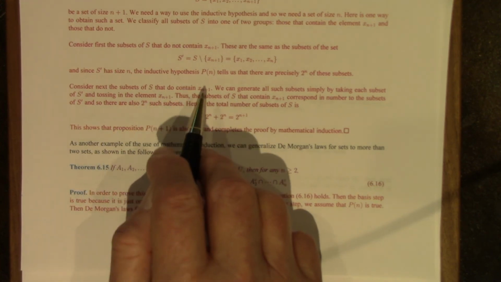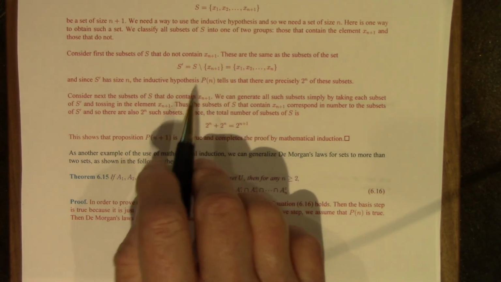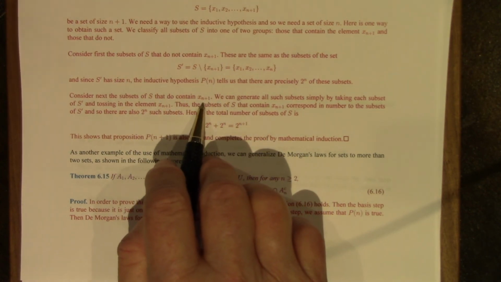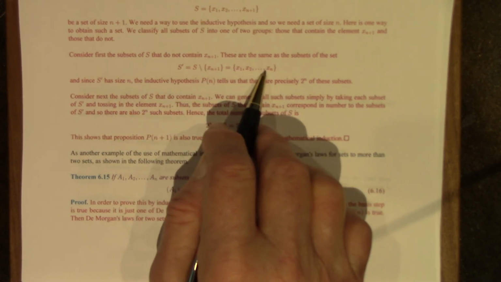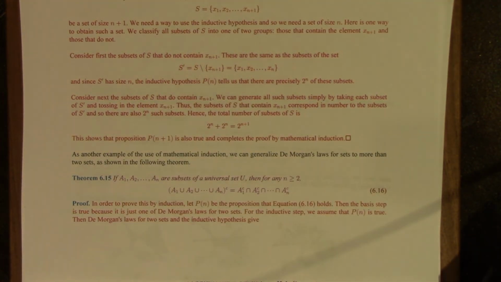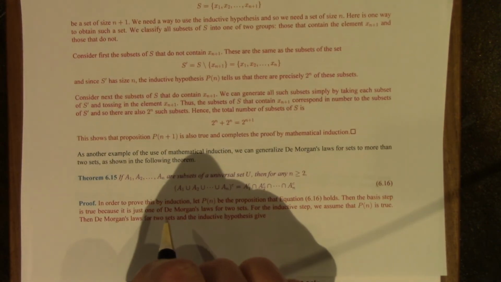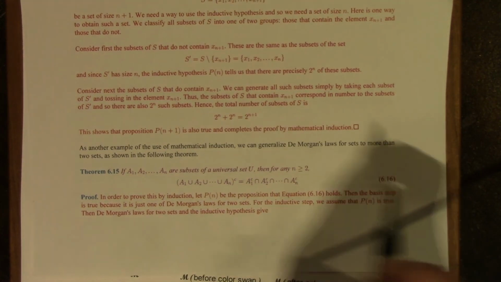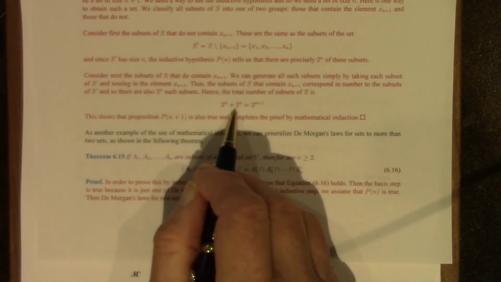What about the subsets of S that do contain x_{n+1}? Well, they are in one-to-one correspondence with the subsets of S prime, because we can take a subset of S that does contain x_{n+1} and throw out x_{n+1}, we'll get a subset of S prime. And vice versa. If we start with a subset of S prime and toss in x_{n+1}, we'll get a subset of S that does contain x_{n+1}. So there's a perfect matching there, which means the number of subsets of S that do contain x_{n+1} is equal to the number of subsets of S that do not contain x_{n+1}.